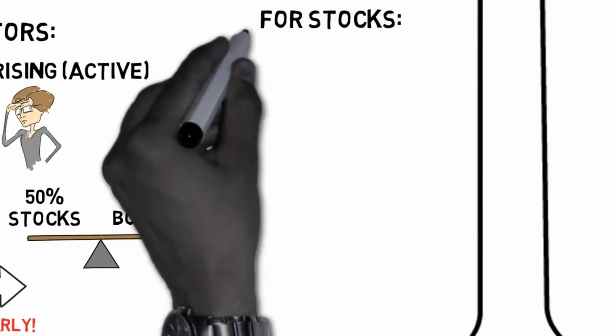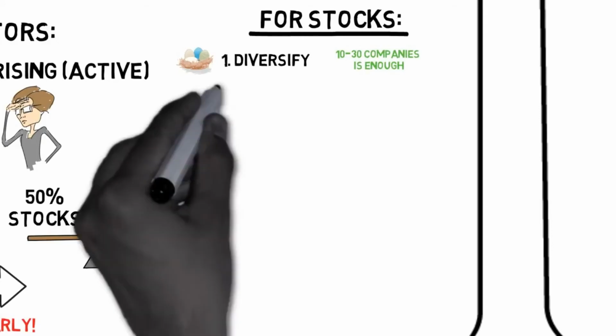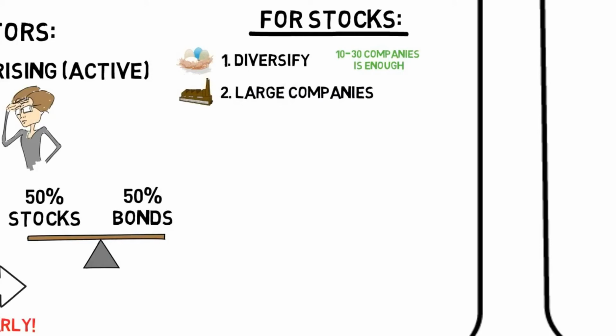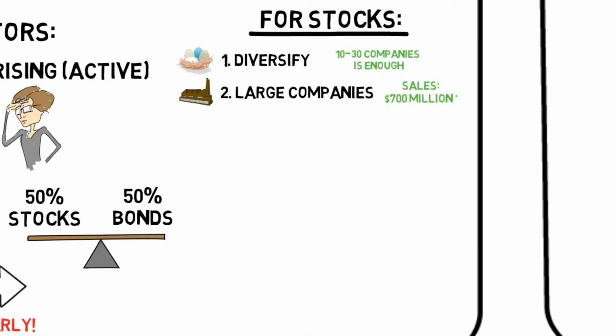For the stock component of the portfolio, the defensive investor should aim for the following 8. 1. Diversification in the companies he invests in. 10 to 30 companies should be adequate. Also, make sure that you are not overexposed to a single industry. 2. The companies should be large, which Graham defined as generating more than $100 million in yearly sales. After inflation, this equals approximately $700 million in today's value.